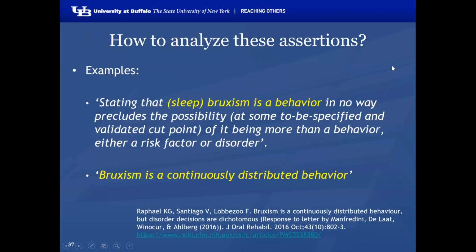So bruxism, that's that disorder when people clench their teeth at night, and that can be mild, it can be severe, so that their teeth break and so on. So that's called bruxism. So we can read stating that sleep bruxism is a behavior in no way precludes the possibility at some to be specified and validated cut point of it being more than a behavior, either a risk factor or a disorder. Okay, so that by itself is already a little bit puzzling, right? So how can something in some cases be a disorder and in other cases be a risk factor, right?